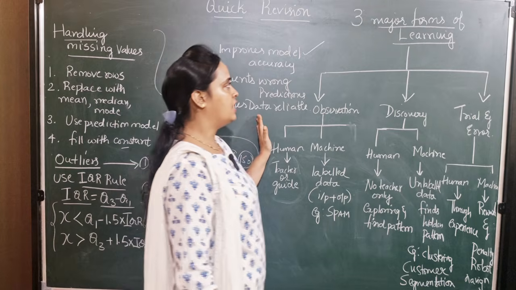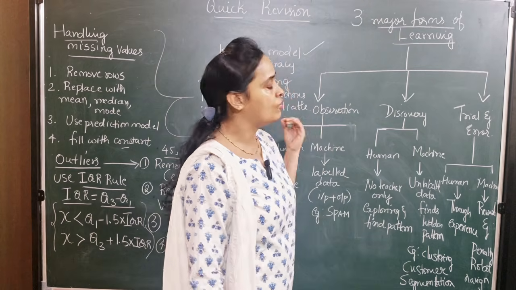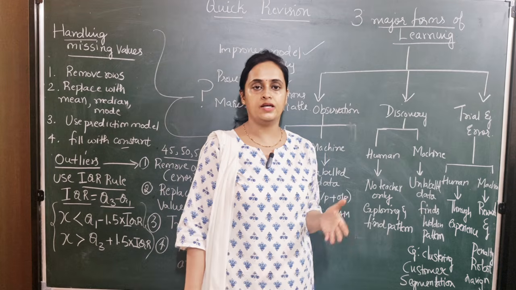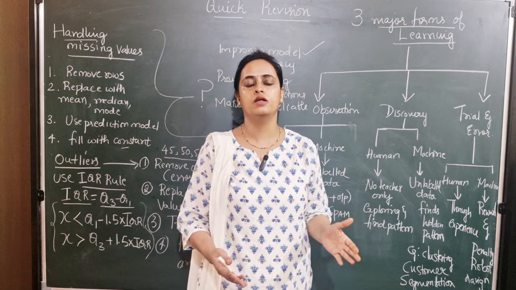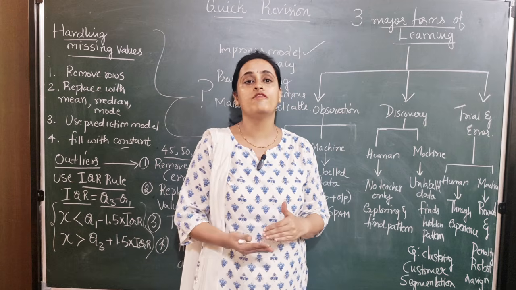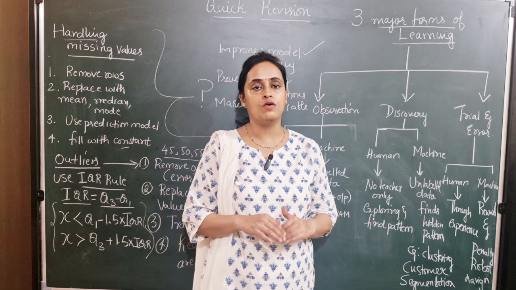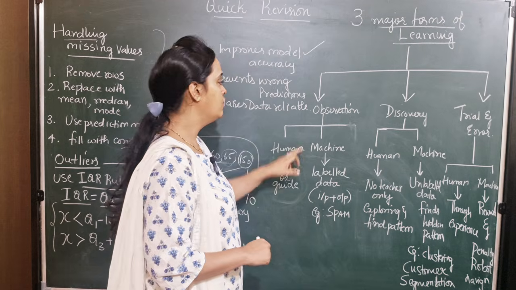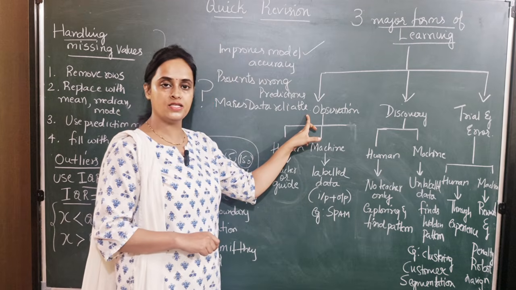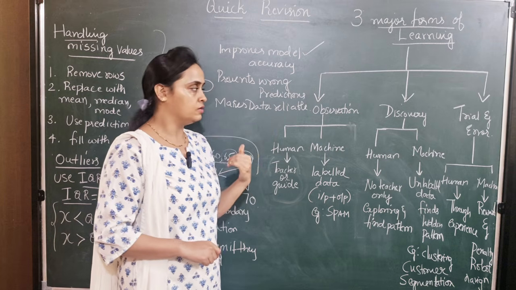Now let's understand, there are three major forms of learning. Machine learning, yes, the machine learns. When it comes to humans, we also learn. So to work with the data, first we should know how to learn from the data. The first type of learning is through observation. We observe and learn.